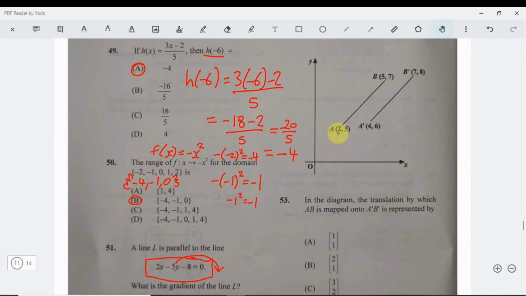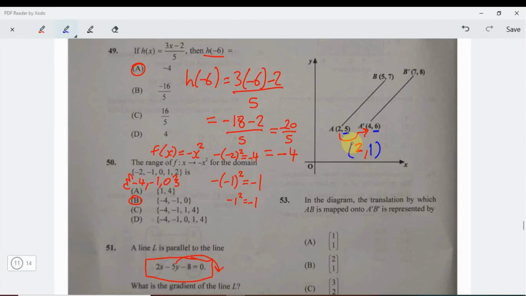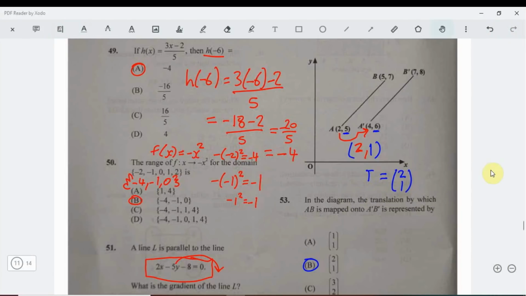Notice that to go from 2 to 4, notice the change in x. The change in x is what? The change in x is positive 2. And then notice the change in y. So let me put it in blue. To go from 5 to 6, that's positive 1, right? So the translation vector is going to be t is equal to (2, 1). All right, that's it. Nice.